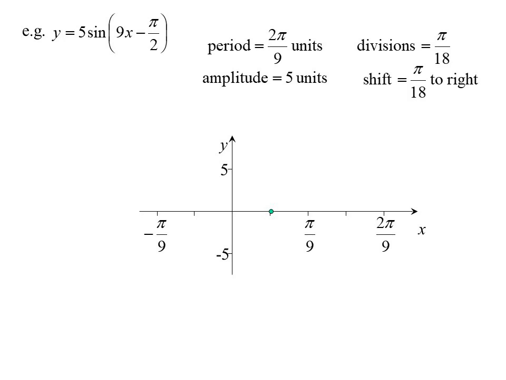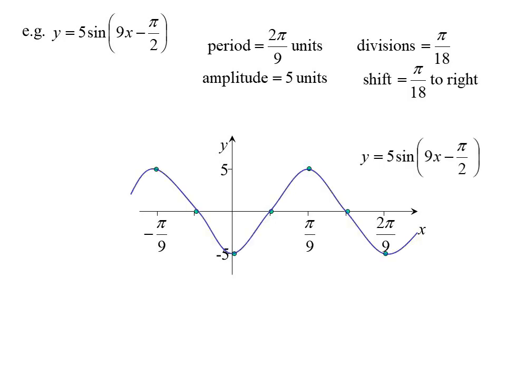That's where I've gone. Then the pattern. I know it goes up, but then it goes down and up and down and up. And we draw in our curve, and there's 5 sine 9x minus pi on 2. So essentially you draw the same graph every single time. It's just what the labels are.